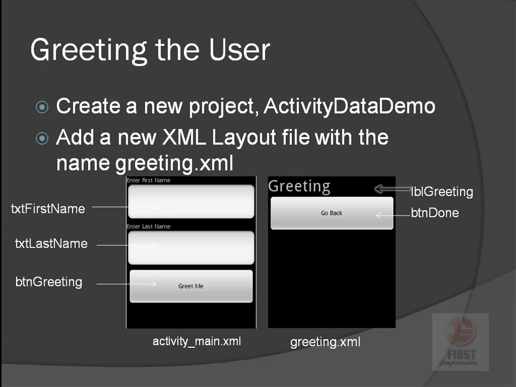When you put a first name, say Ashwin, and the last name, say Balani, and you say greet me, over here it should say welcome Ashwin Balani. And when you say go back, it should close this activity and go back to the previous activity, that is this one. I hope we are clear with the requirement. So let's start coding this.